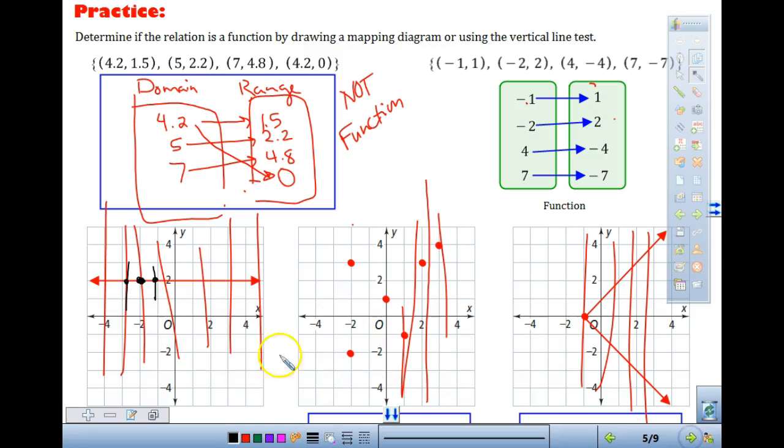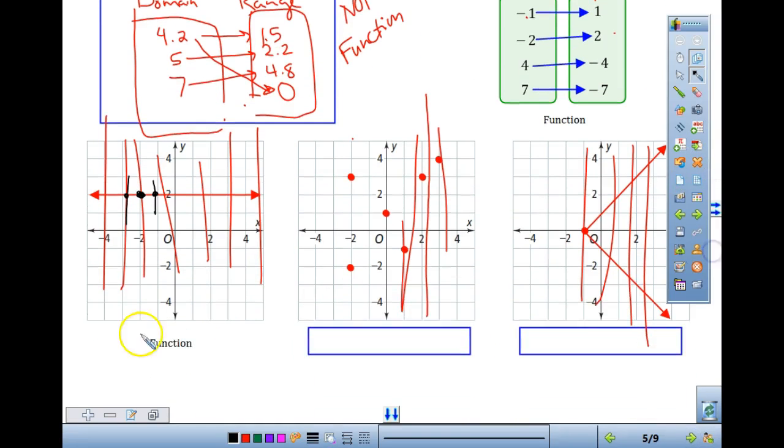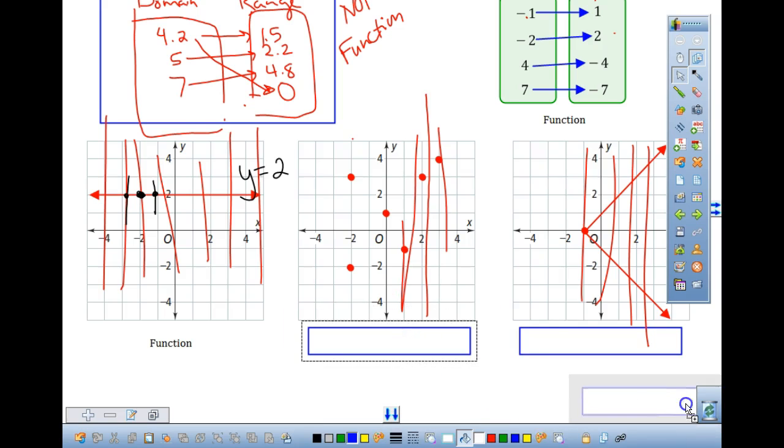So the first one should have been a function. This is the equation like we did in the video, y equals 2. Every input you put, you're always going to get an output of 2. Doesn't matter what you input. That is a horizontal line. That is a function. This one should be, if we are looking at it, non-function, right?